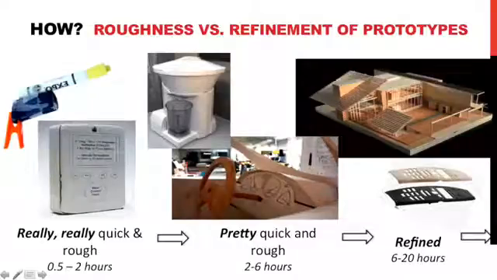I'm glad you asked. Here are some photographs and examples of really rough and quick prototypes, kind of rough and quick prototypes, and more refined prototypes. Check out the time frames below. Really rough and quick prototypes can take somewhere between a half hour and a couple hours, whereas refined prototypes might take you up to 20 hours. Always double your estimate of how long it's going to take you to build a prototype.